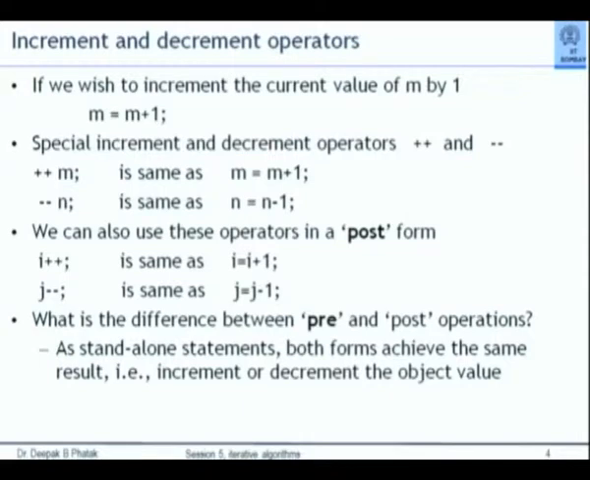There is a special abbreviation when you want to increment or decrement the value of an object by 1. By 1, not by 5 or 7 or 24, 2.75, but by 1. So observe that you have to write M is equal to M plus 1. What will that statement do? It will take the current value of M, add 1 to it, find out the new value, and assign it back to M. This is called the increment operator.